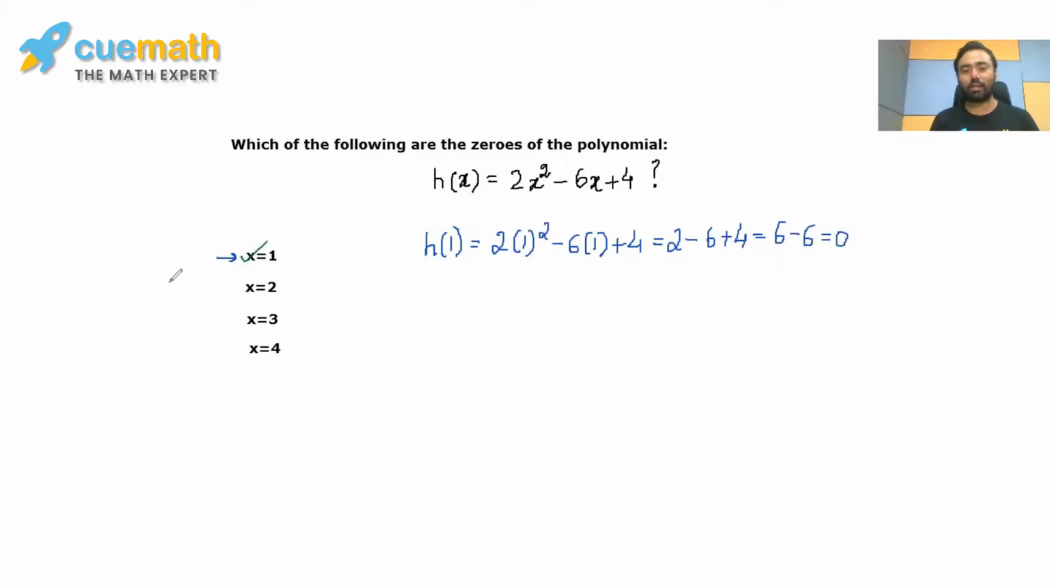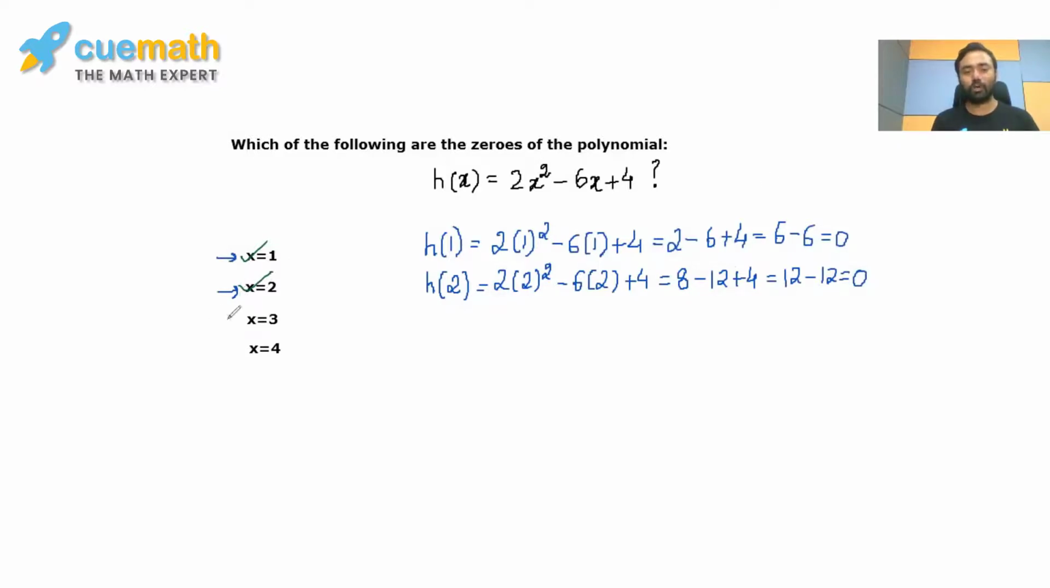Let's check for the second option, x is equal to 2. So in place of x, we are going to now substitute 2. So h of 2 equals twice of 2 square minus 6 times 2 plus 4. Basically, twice of 2 square is nothing but twice of 4, which is 8, minus 6 2s are 12, plus 4. Again we add the positive numbers, we are going to get 12 minus 12 is equal to 0. Hence this is also one of the zeros of this polynomial.